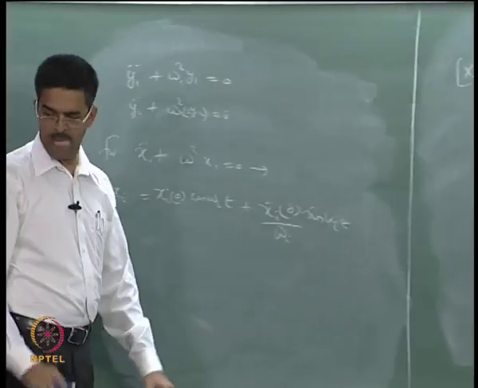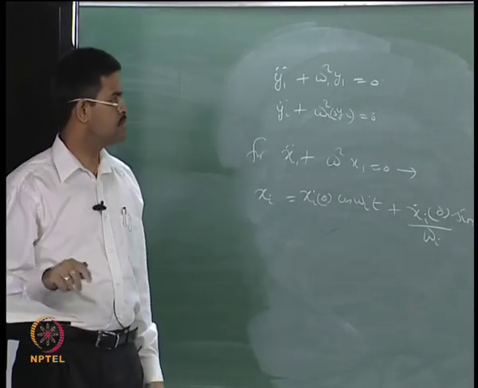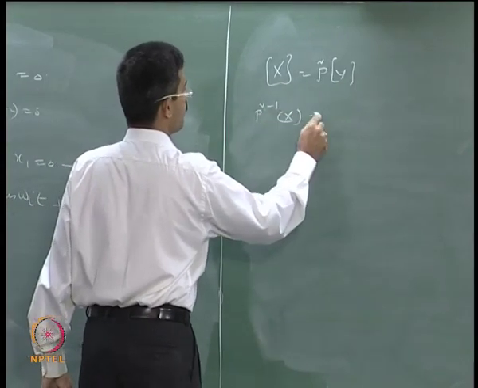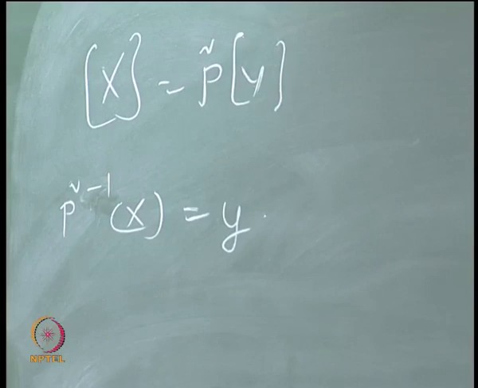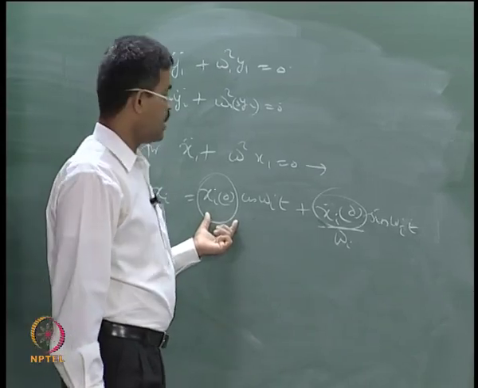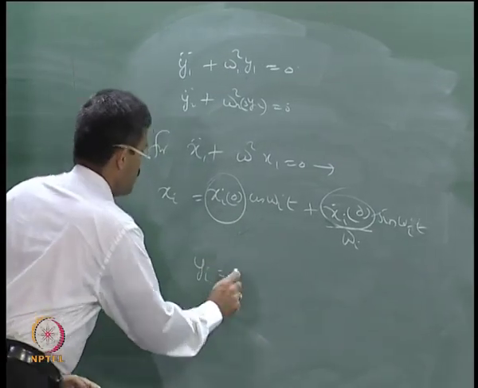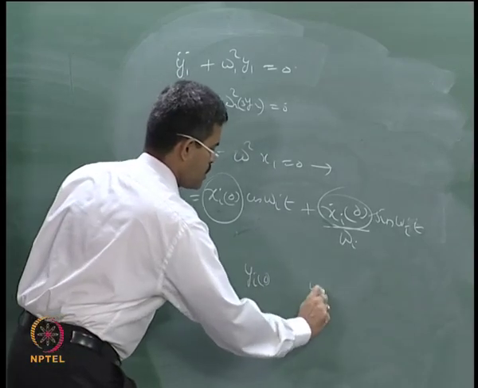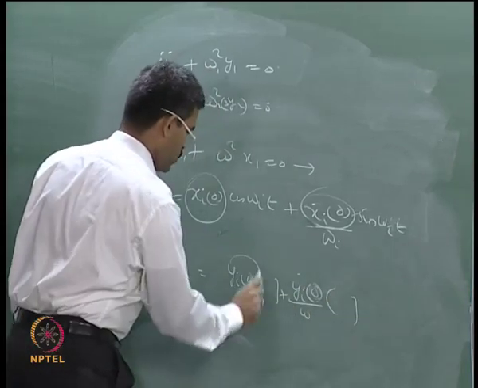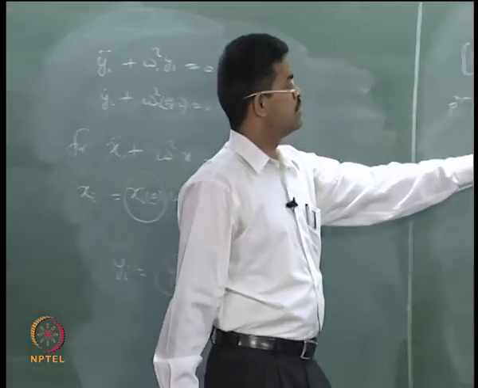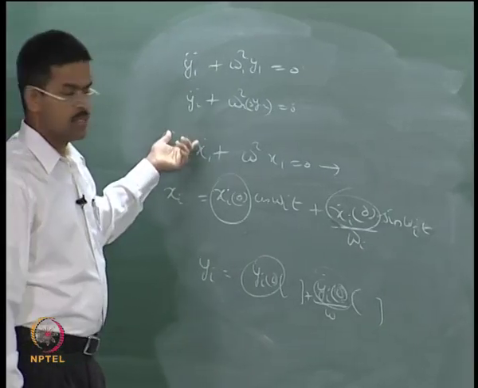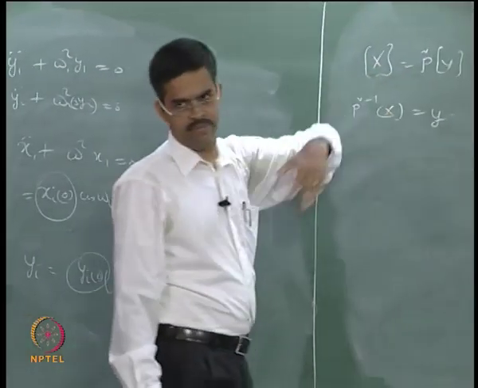Why are we using p tilde inverse of x? Any idea? To find y? Because I want the initial conditions. I have the initial conditions only on x, not on y's. To write an equation on y, I need initial conditions of this and this, is it not? I do not have these with me, I have to transform it and get this. Substitute back, you get the values of y's, substitute back again in this equation, get the values in x.